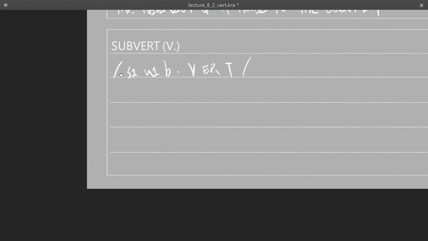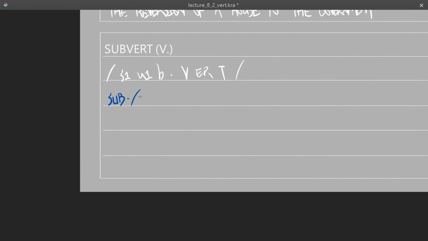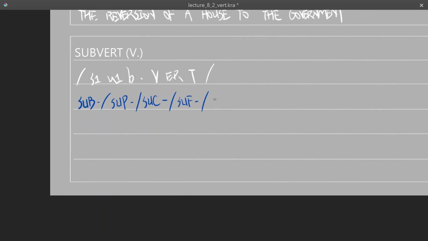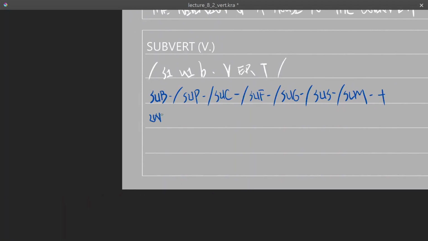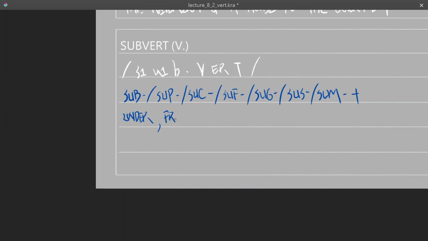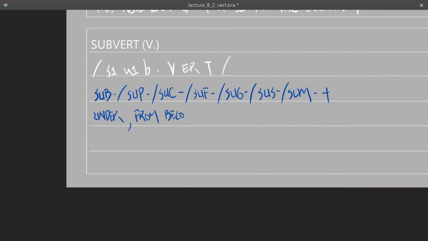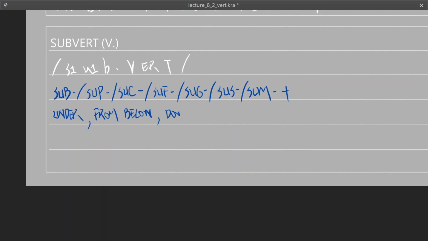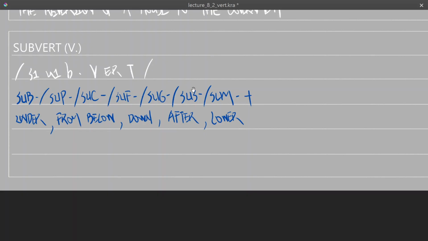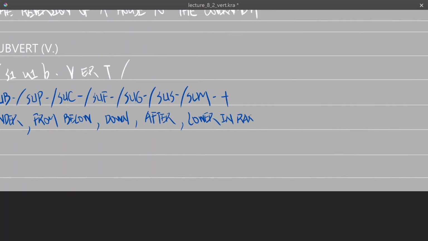And we have the prefix sub, and its variants: sub, suc, sup, and sus. It means under, from below, after, down, lowering rank or size, lower in your rank or size.